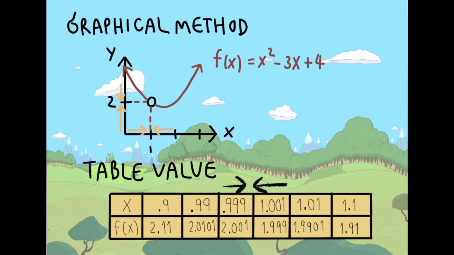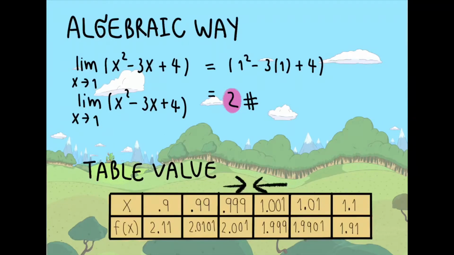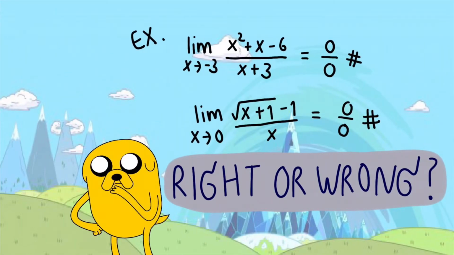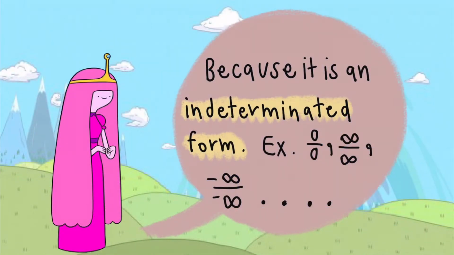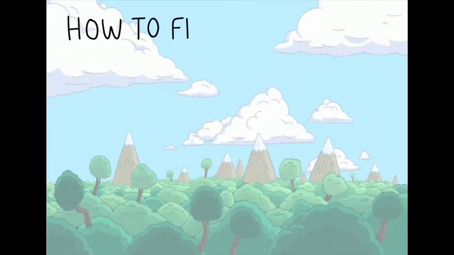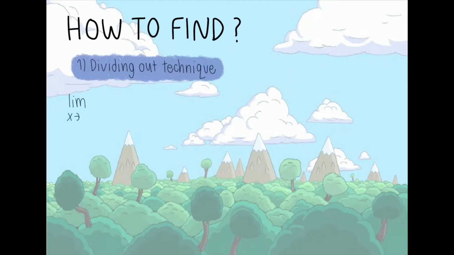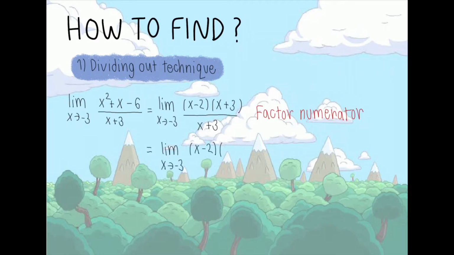The second method is table of values. The algebraic way: first, we use direct substitution to evaluate the limit. 1 to the power 2 minus 3 times 1 plus 4 equals 2. In some cases, direct substitution produces infinity or negative infinity in both the numerator and denominator. This is called an indeterminate form. Therefore, we have to use dividing out techniques and rationalizing techniques to solve this kind of problem.